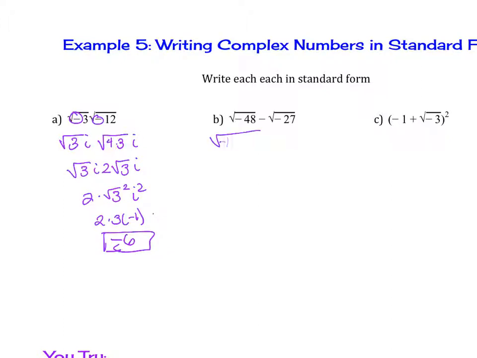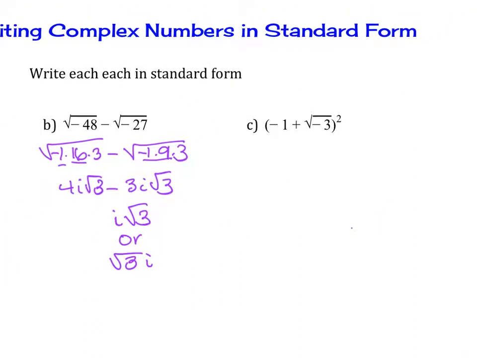Letter B, we have square root of -48 minus square root of -27. So the square root of -1 times 16 times 3 minus the square root of -1 times 9 times 3. So this simplifies to 4i root 3 minus 3i root 3. So this simplifies to i root 3, or sometimes in the book it just writes it as square root of 3 i. Either one is okay.